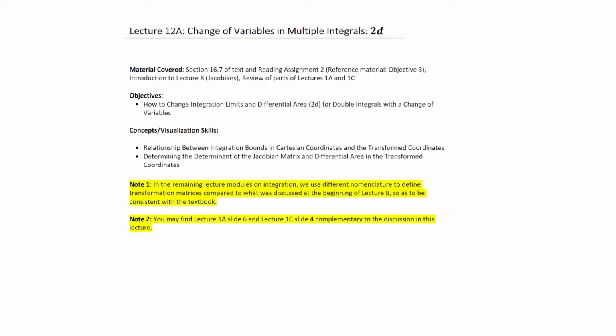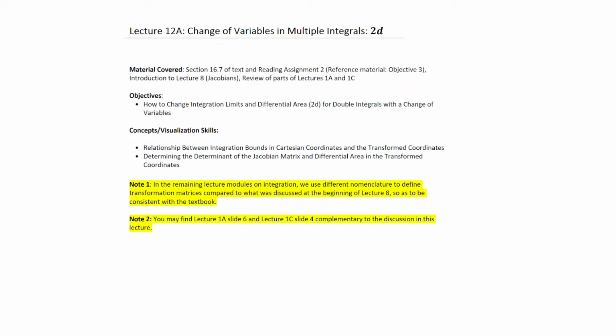So the objectives of this lecture are to figure out how to change integration limits and differential area for double integrals with a change of variables. The reason you would do this is to simplify the integration if it's too difficult to perform in Cartesian coordinates.